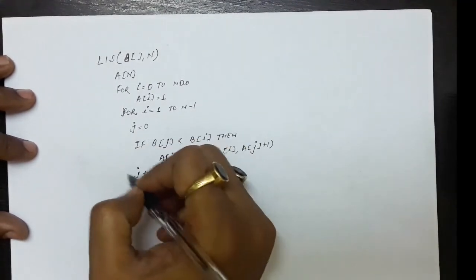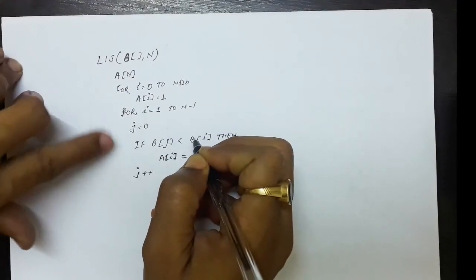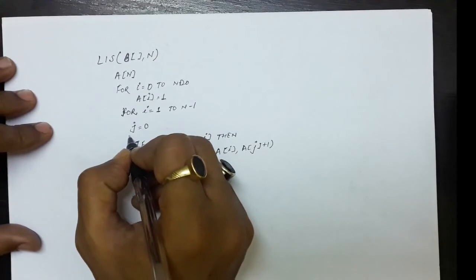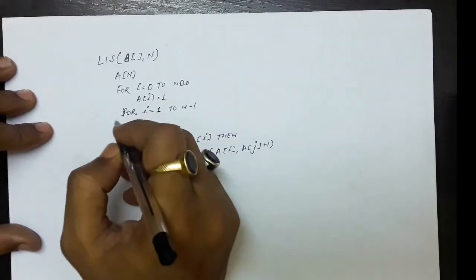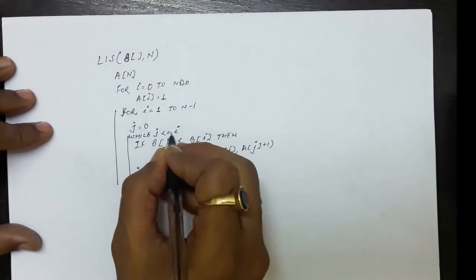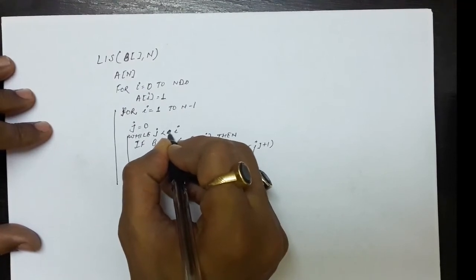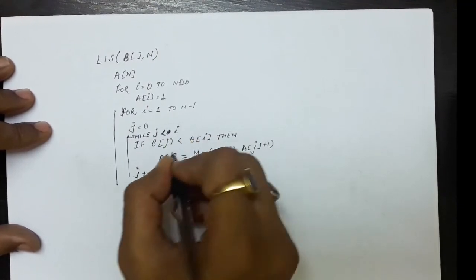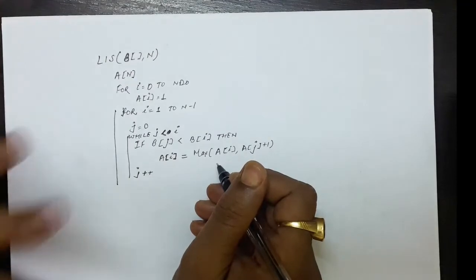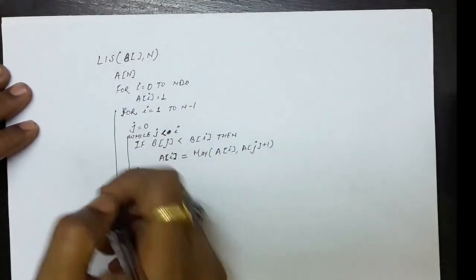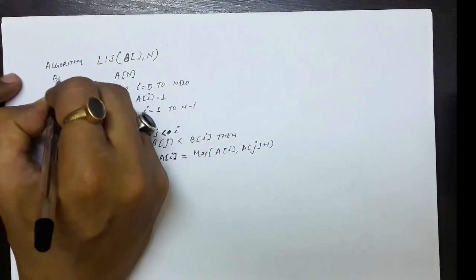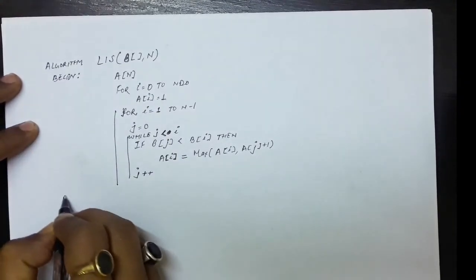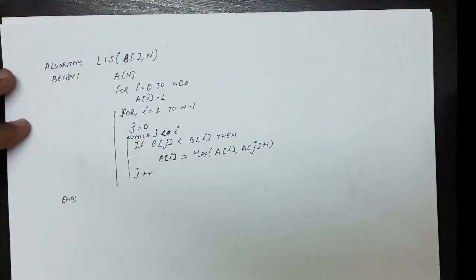So for every J value, you're going to check this. And this can be checked while J is less than I, not equal to I. This is the inner loop and this is the outer loop. Once J becomes equal to I, you will stop. So by this, you have found the length of the longest increasing subsequence. In the array that you have found, the largest value of the array will be the longest increasing subsequence length. Thank you.